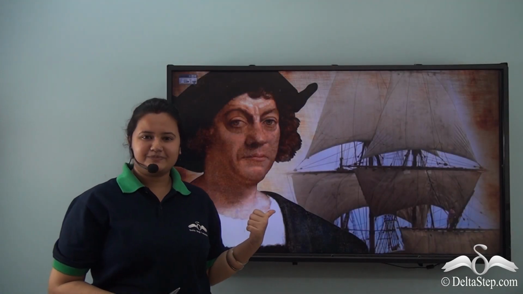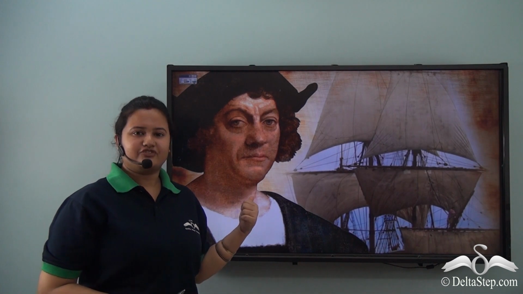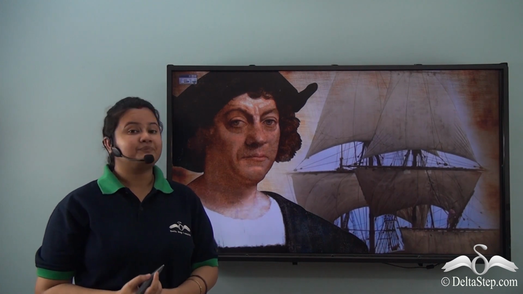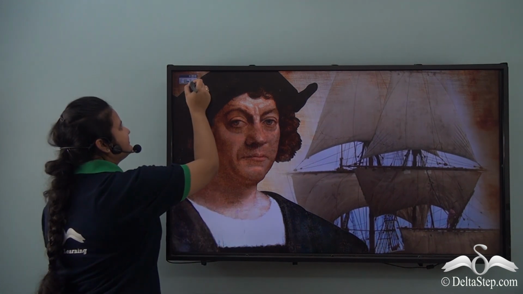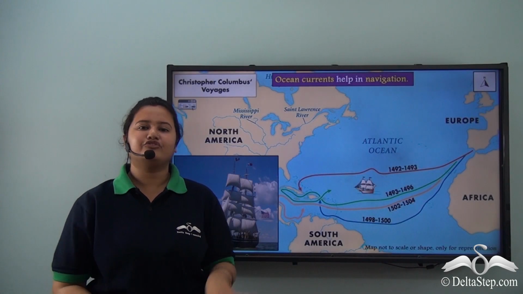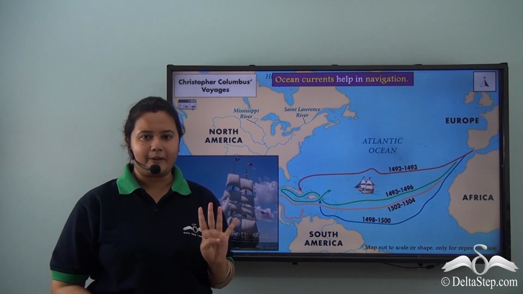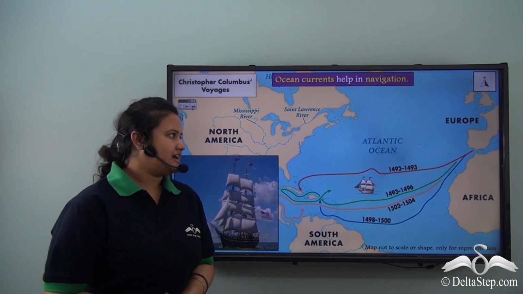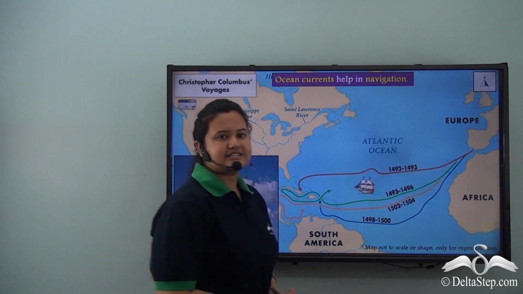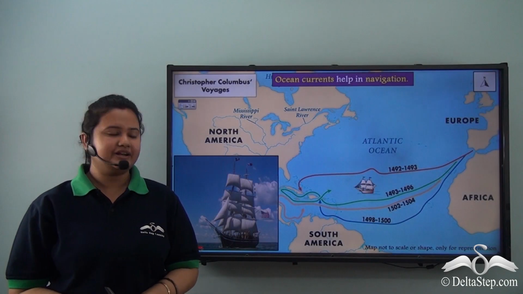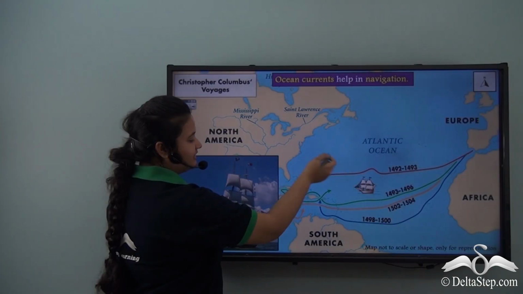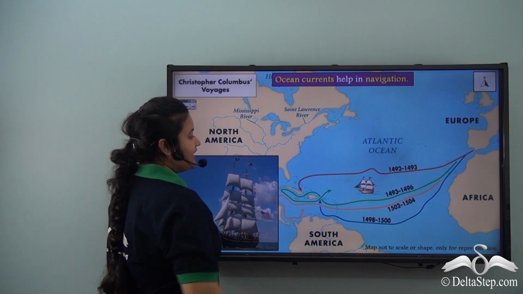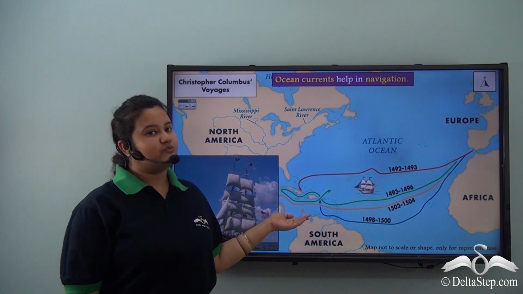Can you name this person? He is Christopher Columbus, a famous explorer. Can you name the route he traveled? Well, he carried on four voyages across the globe. He actually set out from Europe to explore India, but his ship drifted westwards to the Caribbean islands. He named this place the West Indies.